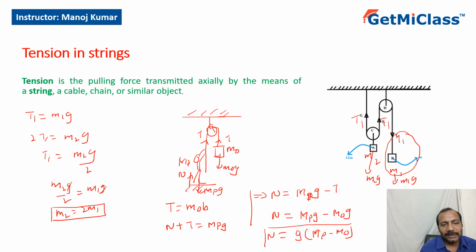That means, when a person holds, or when an object kept on a floor or other surface is connected to strings and there is tension in the strings, then the tension in the strings would also affect the normal reaction on the surfaces.